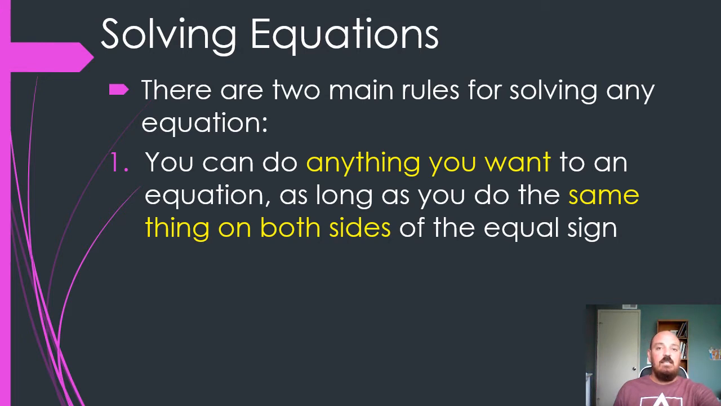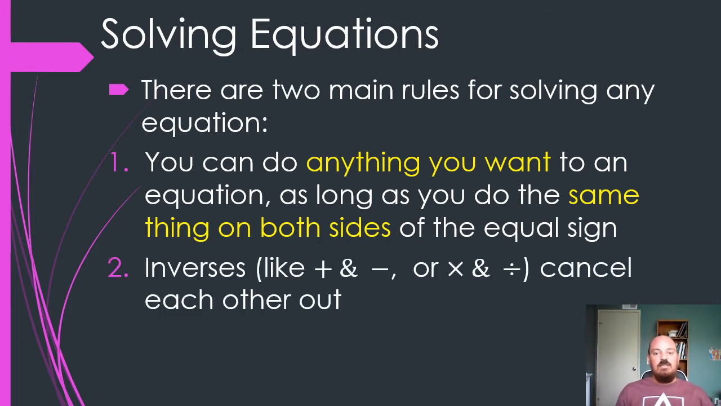Now the second key to solving equations is that inverses cancel each other out. Things like adding and subtracting, positive and negative. If I have a plus 3 and a minus 3, those cancel out, they're gone. Or multiplying and dividing. If I have times 10 and divided by 10, those cancel out, they're gone. And that's basically it. Just focusing on those two rules, you can solve any equation.